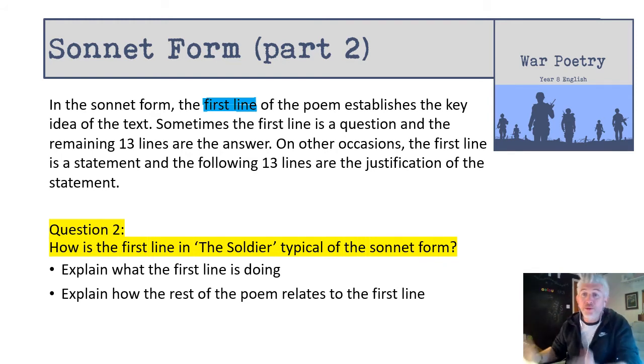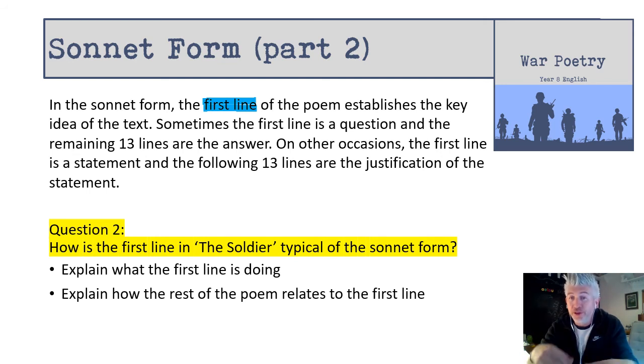On other occasions, the first line is a statement, and the following 13 lines are the justification of that statement. So the question here, for question 2, is how is the first line in The Soldier typical of sonnet form? And your job is first of all to explain what the first line is doing. So is it a question? Is it a statement? And then the second bullet point, explain how the rest of the poem relates to the first line.